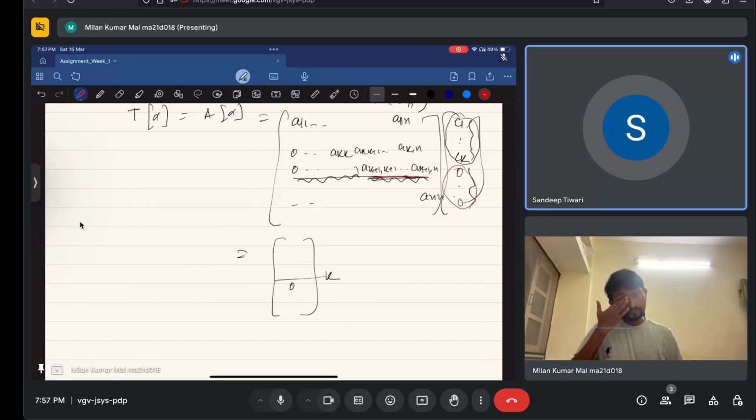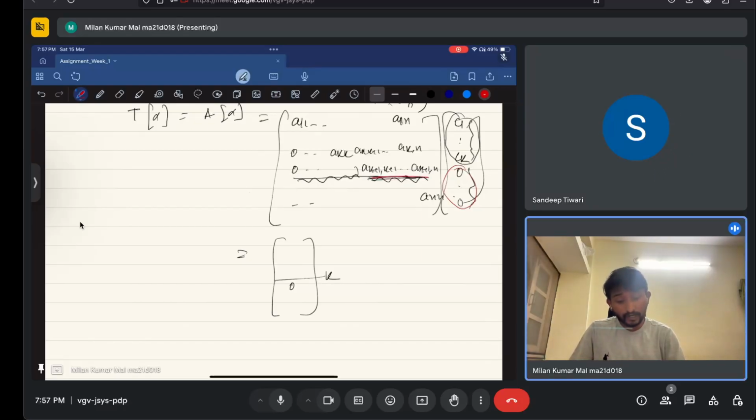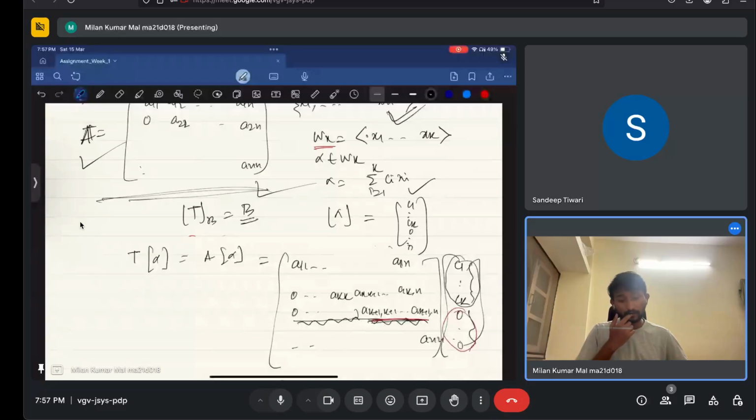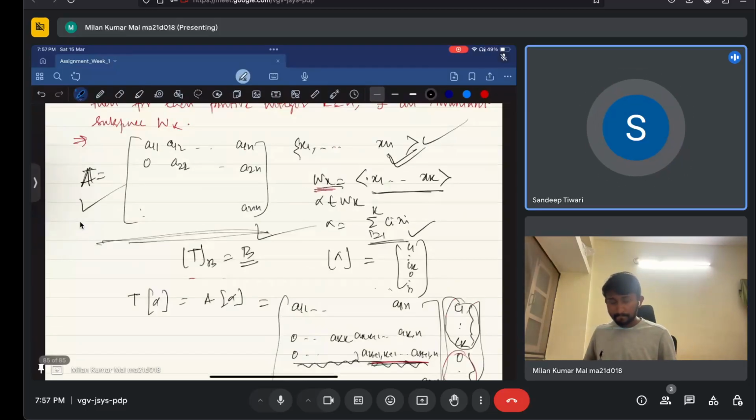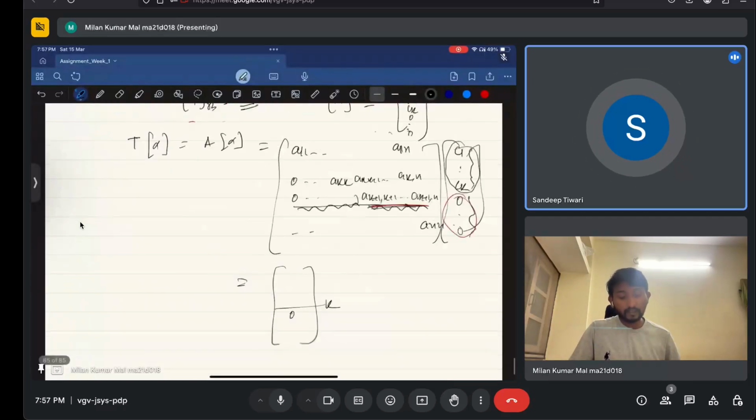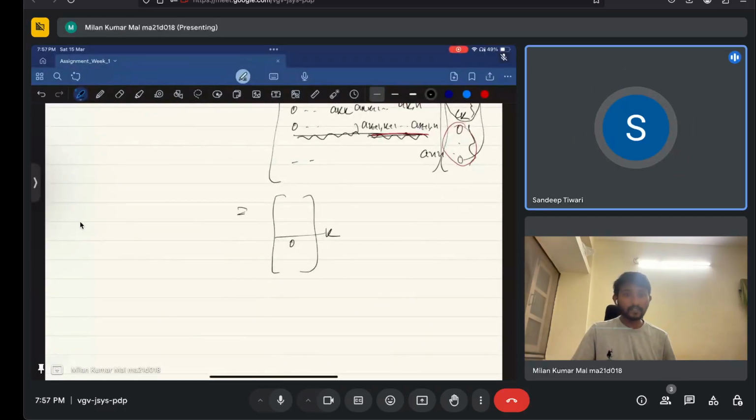Alpha is any vector from W, sir. Yeah, and any vector from wk, right, you are saying? Yes, sir. Any vector in wk, that element can be written this way, because alpha in wk means alpha can be written as a linear combination of x1 x2 xk, right? So we have to show that T of alpha is in WK, but you are considering coordinate vectors of alpha, sir.